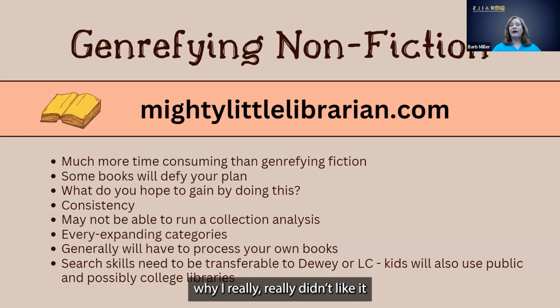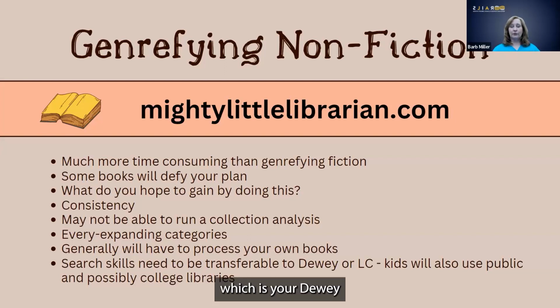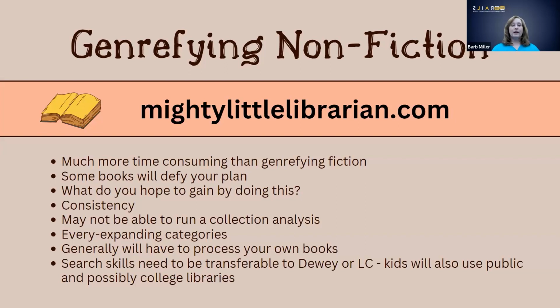This is the reason why I really, really didn't like it when I worked in a district that had this. You probably will not be able to use any of the collection analysis tools that many of the publishers and vendors offer, Follett being the biggest one that most of you probably use. The reason is it looks for what's called the 82 tag in the MARC record, which is your Dewey Decimal number or fiction call number. You won't have that if you've genrefied.